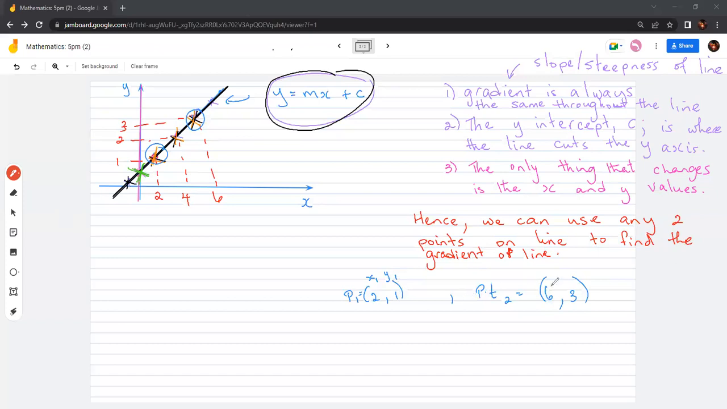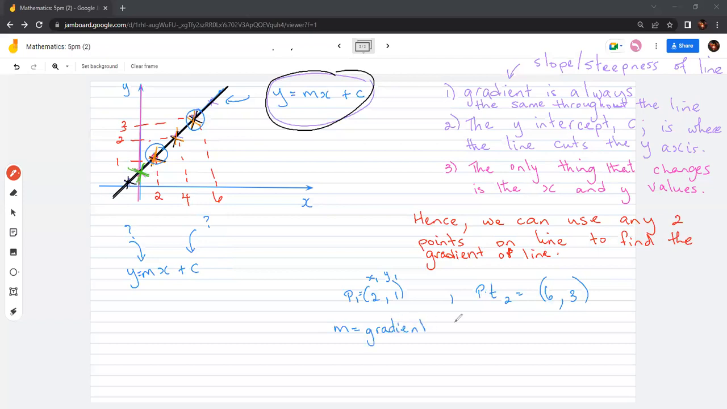So after receiving those 2 points, whether you go on your graph and extract them, or if they give them to you, you could find the gradient. Now, remember, if they ask you to find the equation, you need the gradient and the y-intercept. Sometimes they give you the gradient, sometimes they don't. So my first step is I could find the gradient, which is m.